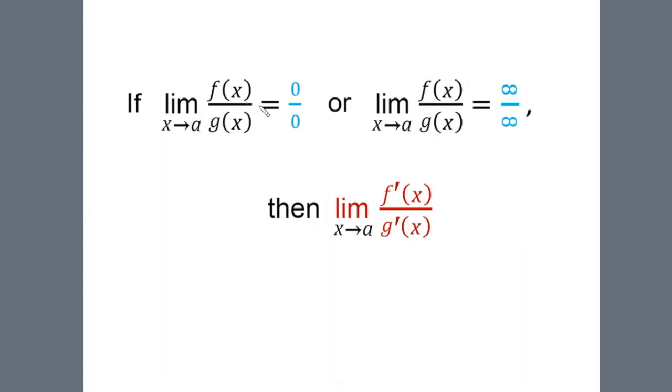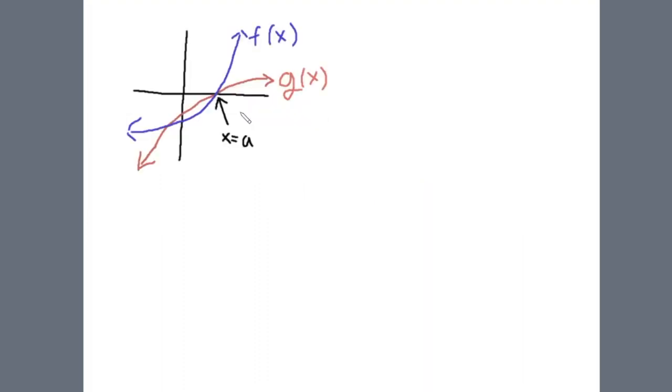Now in this case, we can't just plug in the value of the functions f and g because we would get 0 over 0. Instead, let's analyze the limit graphically. Here is an example of what the graphs of f and g could look like. You can see that at x equals a, both f and g are 0. Since we are interested in the limit as x approaches a, let's zoom into the x values close to a.